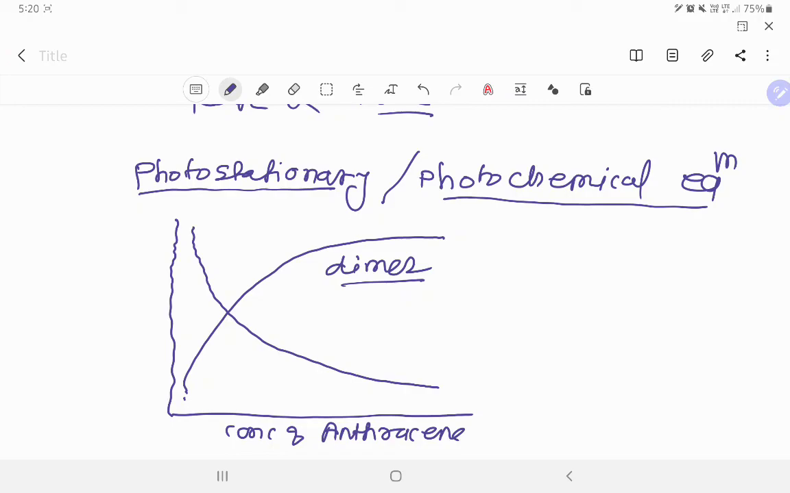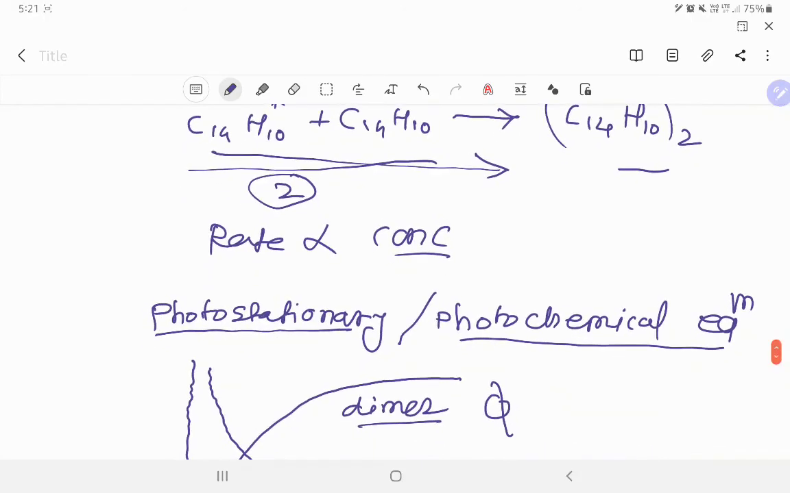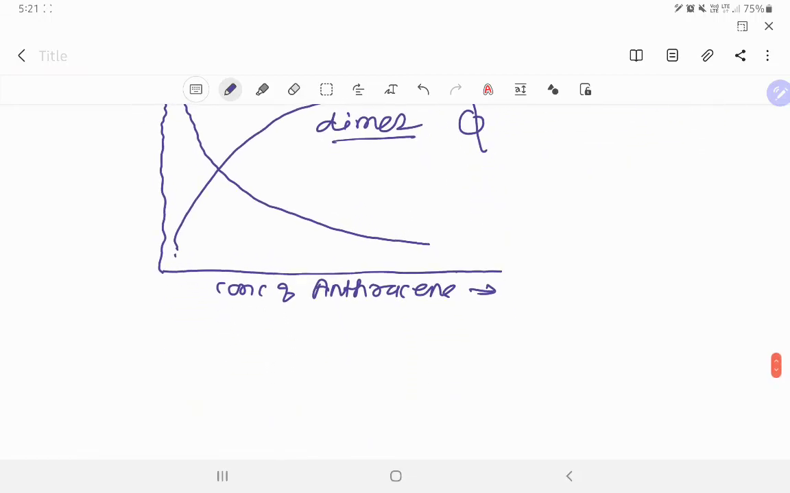As concentration of anthracene increases, there is a formation of dimer. This shows low quantum yield in some cases, because some excited molecules may lose their energy due to collision with solvent molecules. From this reaction quantum yield should be 2, but here also quantum yield is not 2, it is less than 2, because there is thermal decomposition as well as collision of molecules with wall of container and with solvent molecules, and due to collision there is a deactivation, and this deactivation produces low quantum yield. Okay, got it? This is about the photochemical reaction.